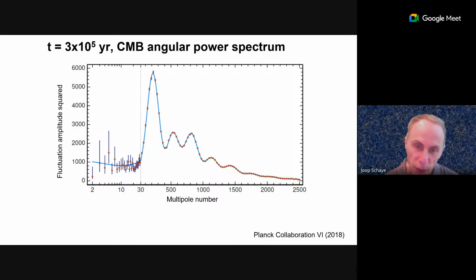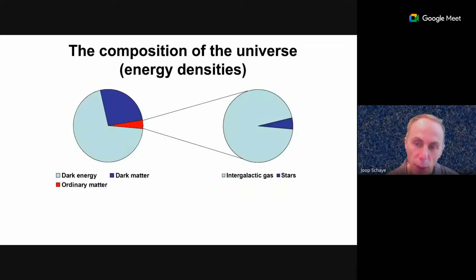And from the exact height of these different peaks, we can measure things like how much matter is there in the universe, how old is the universe. And what we learned from this is that the universe is a bit strange. So if we show here what dominates the energy density in the universe, you can see that the ordinary matter, that's the protons and the neutrons and the stuff that you and I are made of, is only a few percent. That's this little red wedge.